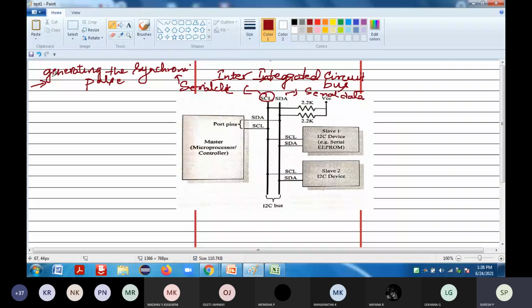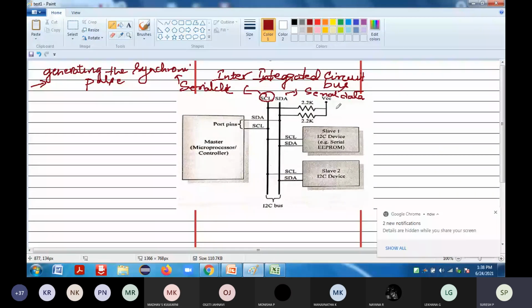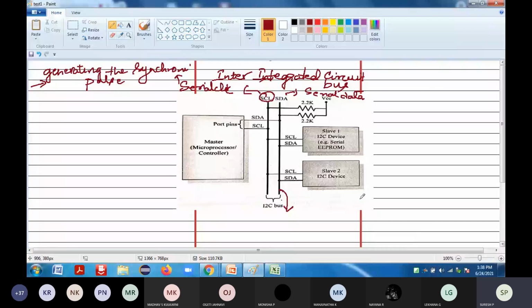Next is SDA. Here this is SDA. SDA is basically used to transfer the data. It is used for transmitting the serial data across the devices, that is, to transmit the data along the devices.